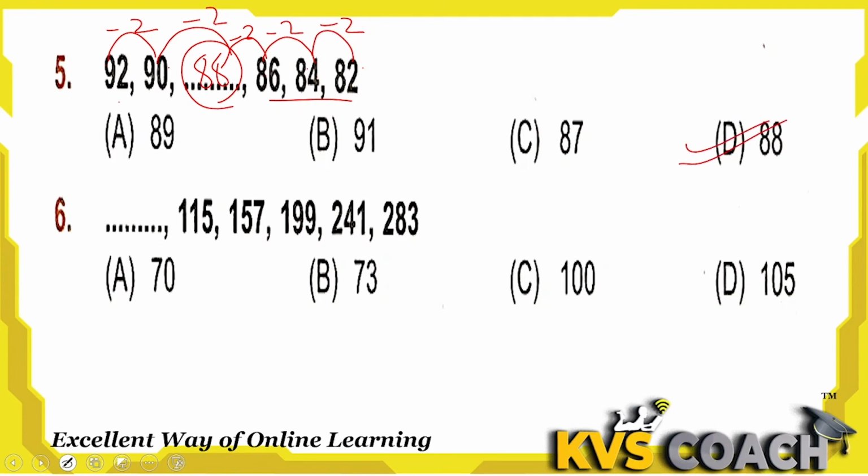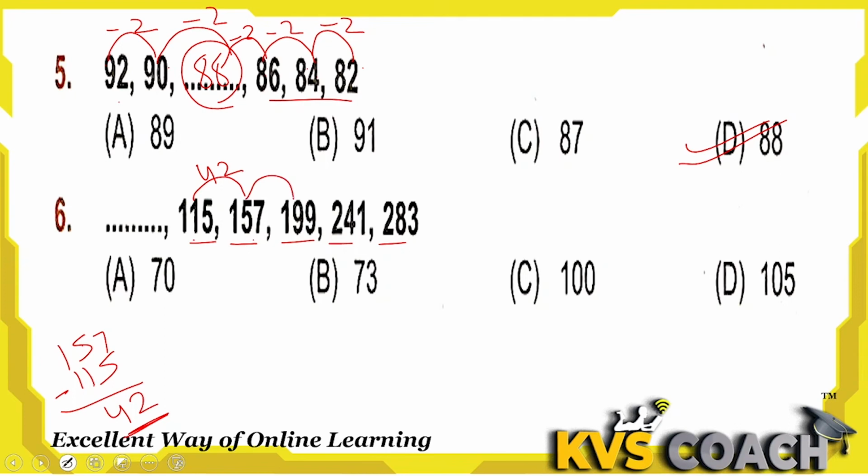Next is dash, 115, 157, 199, 241 and 283. How are they changing? Let's check 115 and 157. This is increasing by which number? 157 minus 115: 7 minus 5 is 2, and 5 minus 1 is 4. So the difference is 42.